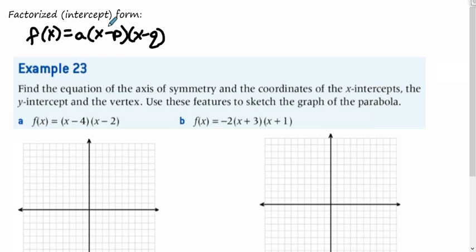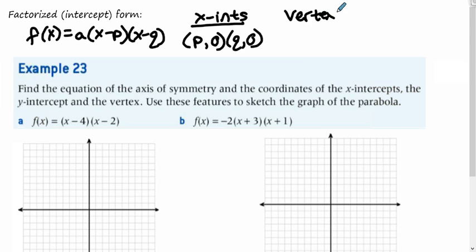So in factored form, what I automatically know are my x-intercepts. So the x-intercepts, we make y 0. So I do the zero product property, a equals 0, false statement, x minus p equals 0, therefore it's p, 0 and q, 0. Because I just set my factors equal to 0. We talked earlier to find the vertex, the x value of your vertex is halfway between these two. So average them. So to find the x value of your vertex, average the two x-intercepts.